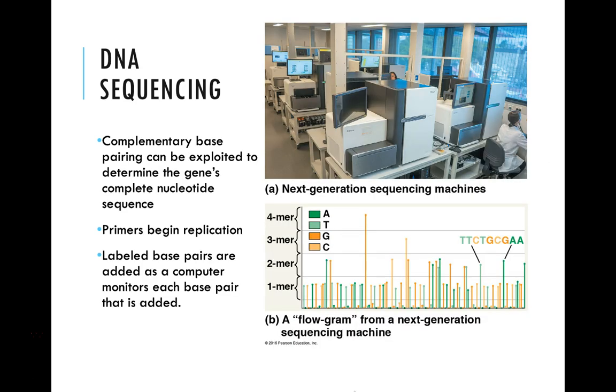I'm not going to talk too much about the process of DNA sequencing. DNA sequencing is essentially PCR with labeled nucleotides, and those labeled nucleotides are read by a computer program that will tell you the sequences of the base pairs. There's lots of different forms of DNA sequencing. Now it's very automated, very fast. You can get a lot of sequence information very quickly.